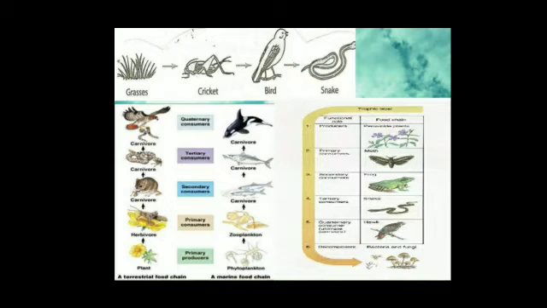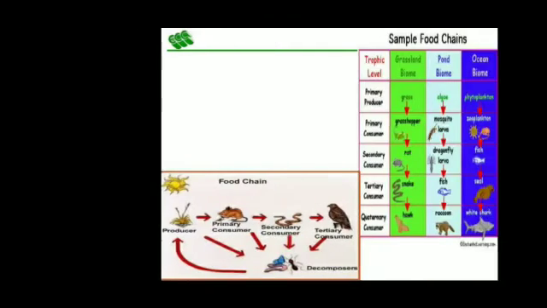Each step in a food chain is called a trophic level. Suppose grass is at the first step, so grass is at the first trophic level. Then deer is at the second step, so deer is at the second trophic level. And lion is at the third step, so lion is at the third trophic level. So basically, dear students, each step in a food chain is called a trophic level.